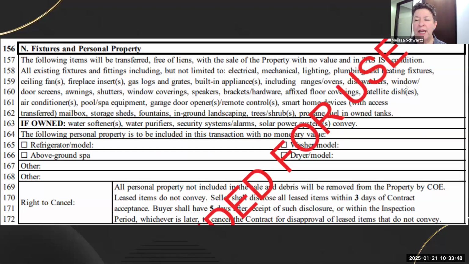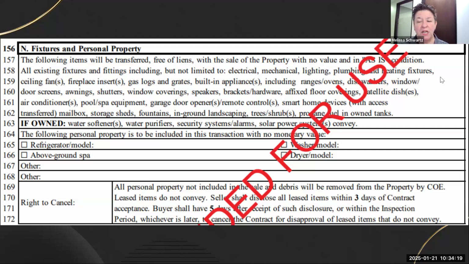Fixtures and personal property. Again, not a huge difference here. They're going over things that are attached. They have shrunk this and just put it in one little section. If owned, water softeners, water purifiers, security systems, solar power systems convey. No detail on there. There is no solar form. So if there's solar, you're going to have to ask for more information. Washer dryer model. I think that's interesting that they've got that stuff in there.